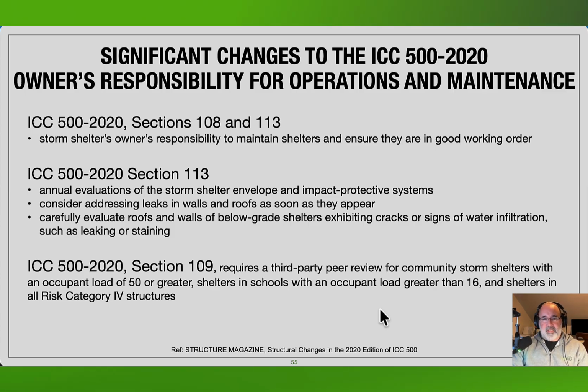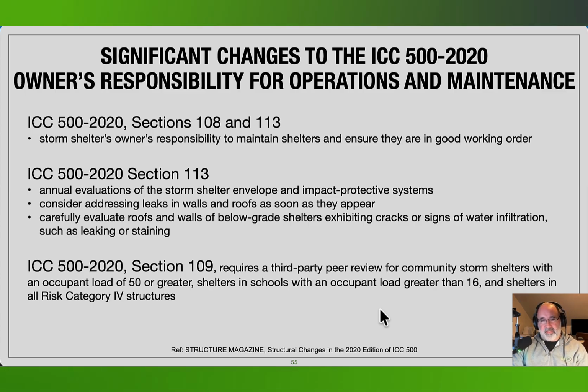Just a few other changes in ICC 500 2020 for storm shelters: it's the owner's responsibility to maintain the shelters and ensure they're in good working order. Obviously, we're going to have a lot of different moving parts and pieces to a building that's going to be used, so making sure that everything is maintained in terms of doors and windows is important. Annual evaluations of the shelter envelope and impact protective systems need to be considered. Addressing leaks in walls and roofs if they appear, and careful evaluation of below-grade shelter walls exhibiting cracks or signs of water infiltration would be really important.